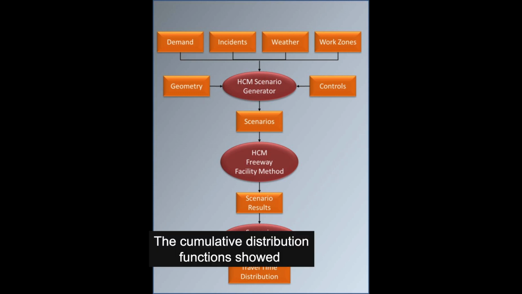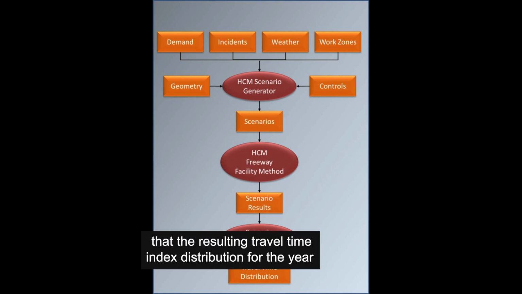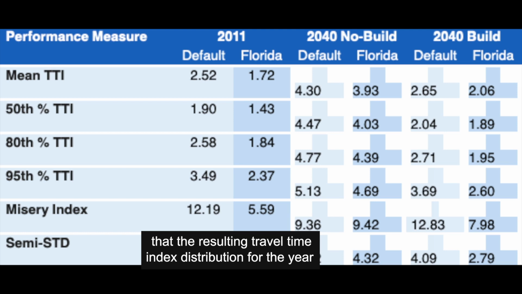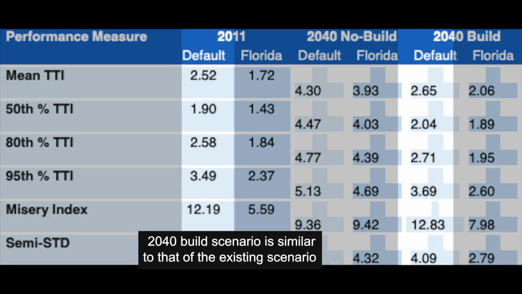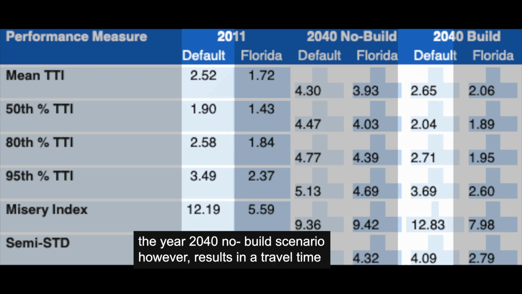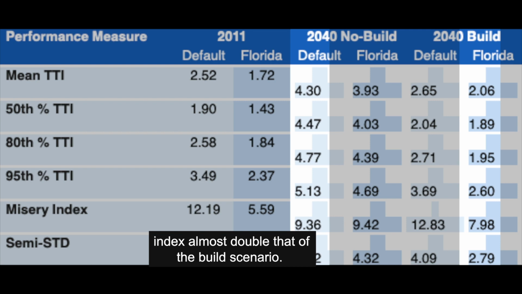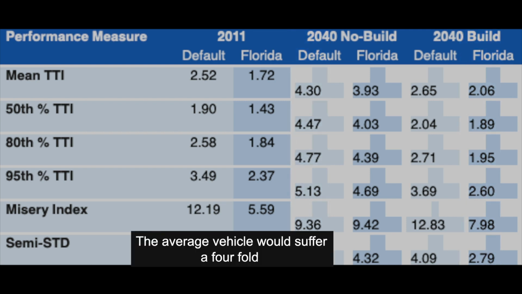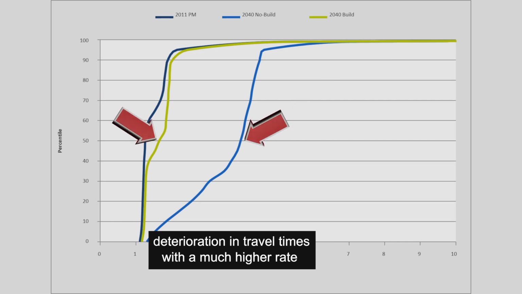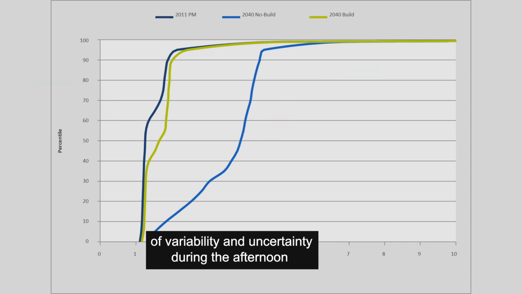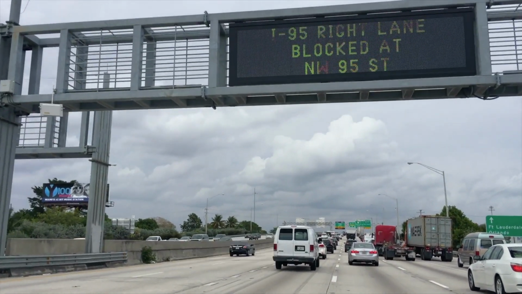The cumulative distribution functions show that the resulting travel time index distribution for the year 2040 build scenario is similar to that of the existing scenario. The year 2040 no-build scenario, however, results in a travel time index almost double that of the build scenario. The average vehicle would suffer a 4-fold deterioration in travel times, with a much higher rate of variability and uncertainty during the afternoon peak period.